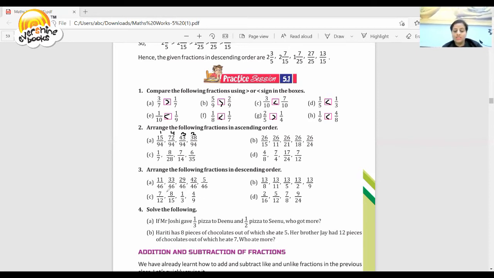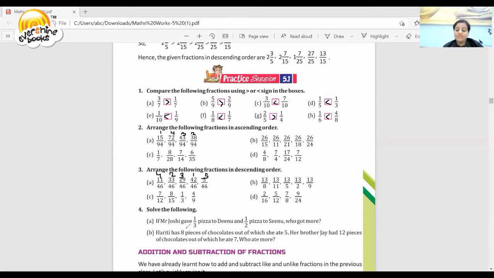In that also 46, 46 same are there. So what will be the first number? That is the biggest of all, 42. Then 33, then 29, then 11, then 5. This is the way. So you will do like this.